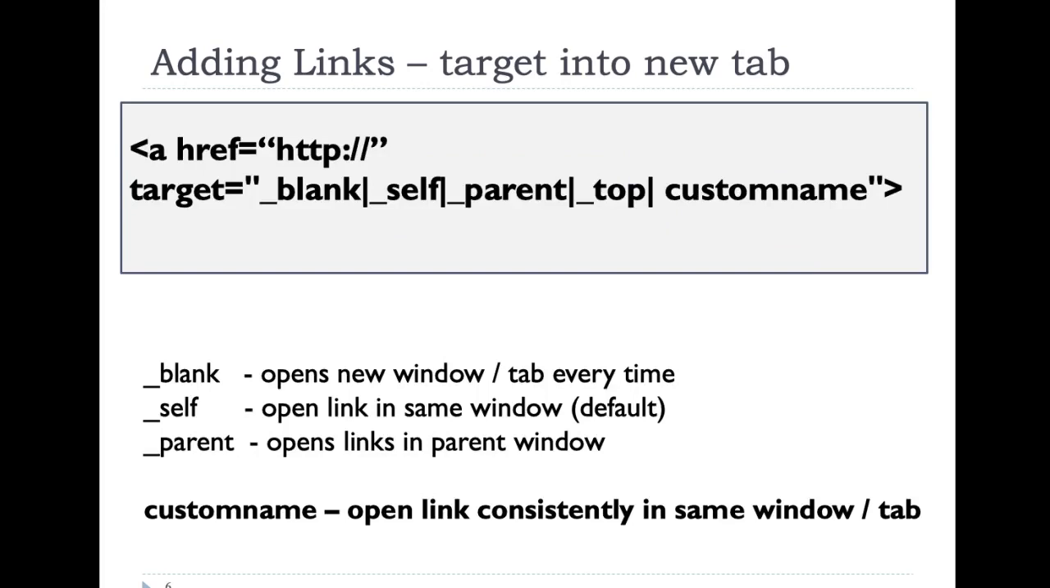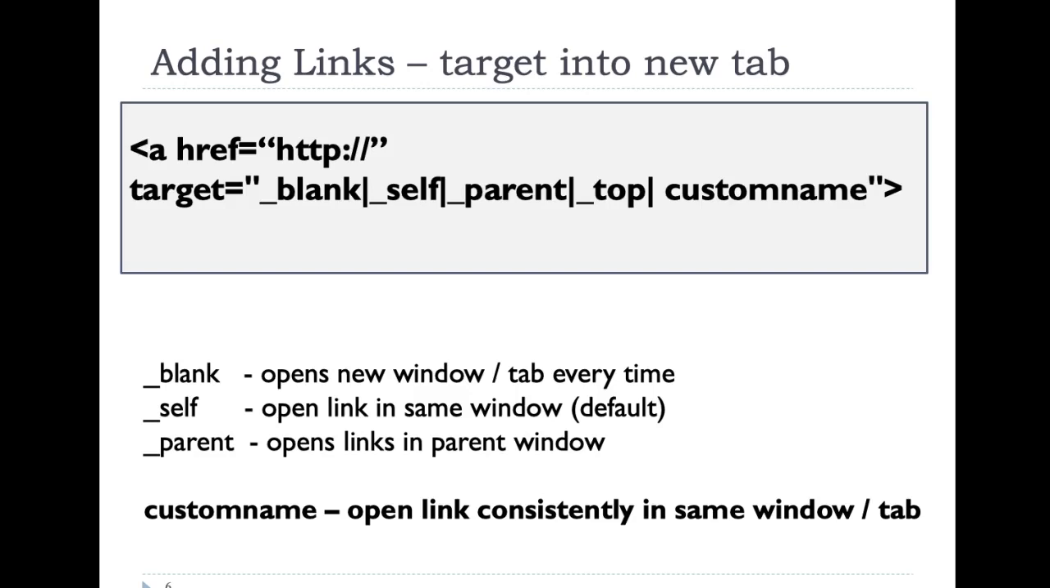So here are the options for the target attribute. There's blank, which opens up in a new window or a new tab every time, same as the new. There's self, which opens the link in the same window. That would be the default. Most of the time you'll see links that have just nothing, the default target, and that means that they're clicking on the link and it's opening up in the same window in your browser. So parent links is a little bit more obscure. That means that if you had already opened up the link from a separate place and linked back, it would open up that previous window.